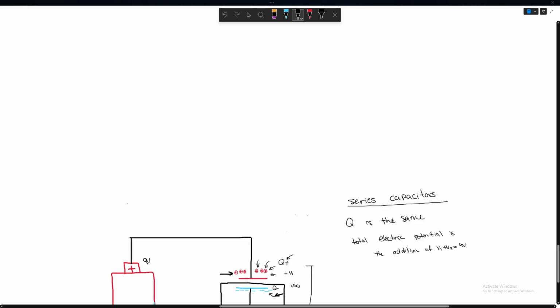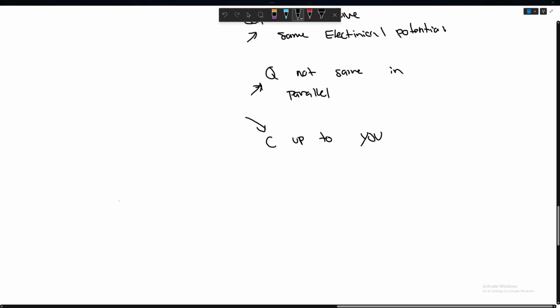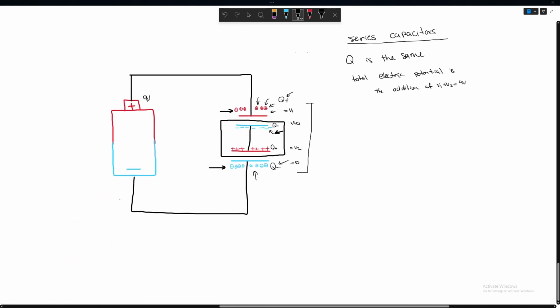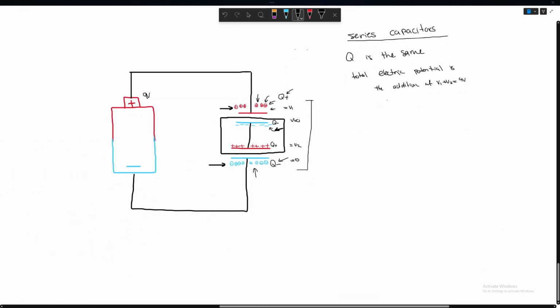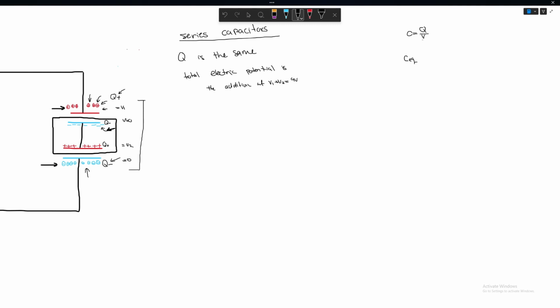And that's really it. So if I go to my parallel, just to make sure I'm consistent with the points, but here, remember before how we added it? In parallel, we said, well, C equals Q over V. And then if we have 2 C's, then the C of both of them combined. If I want to combine both these, let's say C1, C2, equals Q2 over V2.